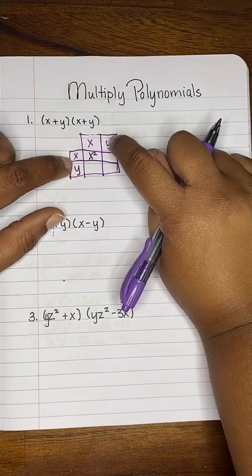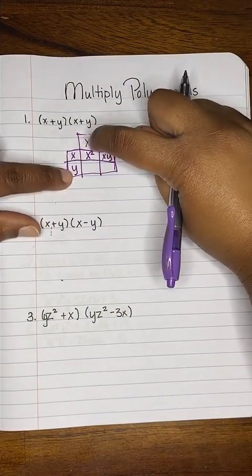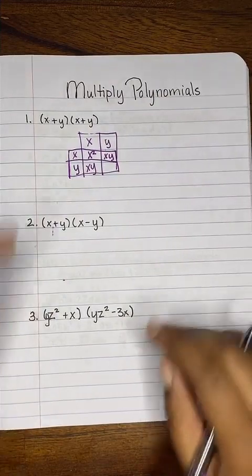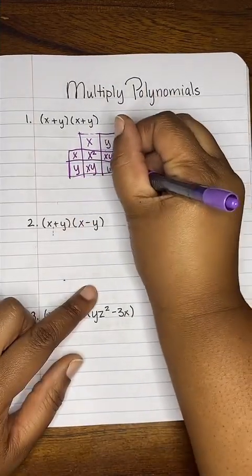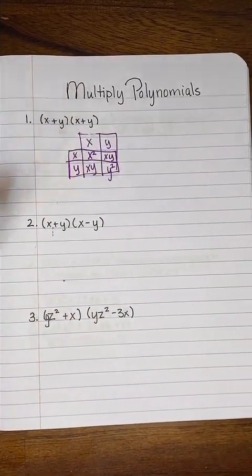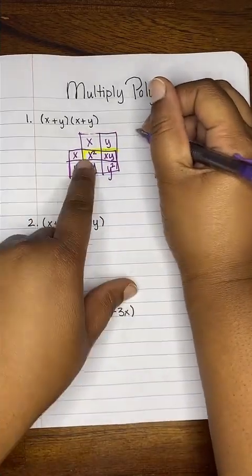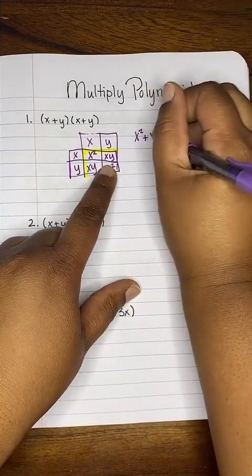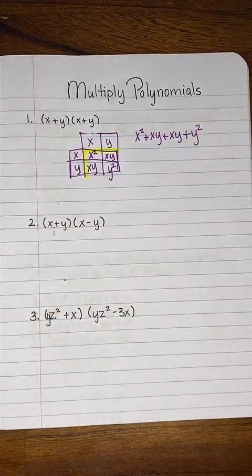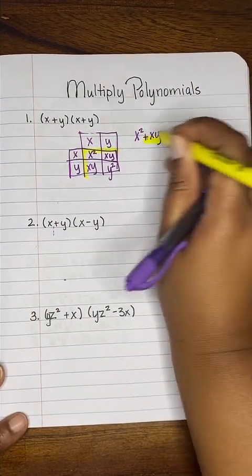Remember, you can't combine those, so you just write them next to each other: xy. Now I'm going to go here and multiply these two, so x times y is just xy. And then we have y times y, which is y squared, because we have two y's. Then you take your inner four boxes and write them out: x squared plus xy plus xy plus y squared. One last step you can do is combine like terms, which is right here.